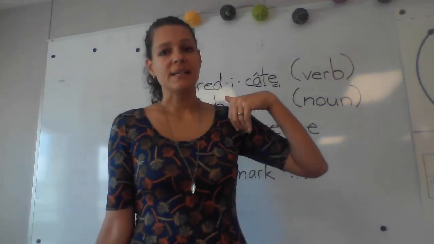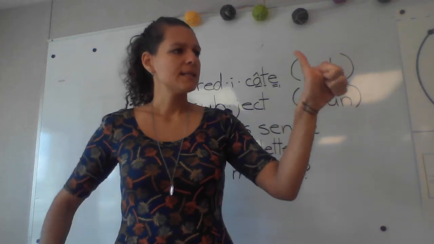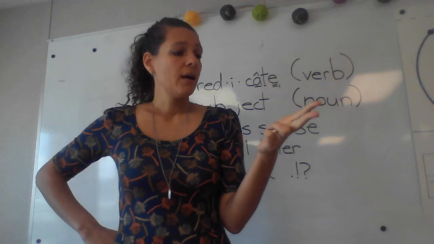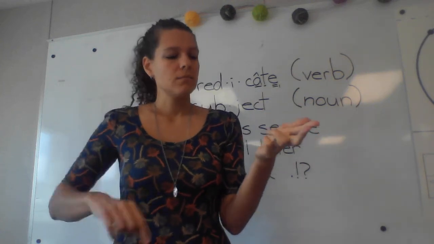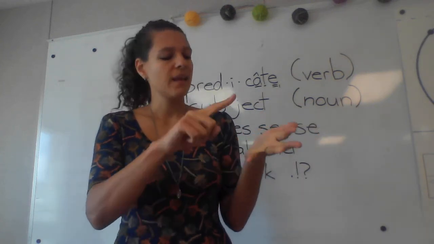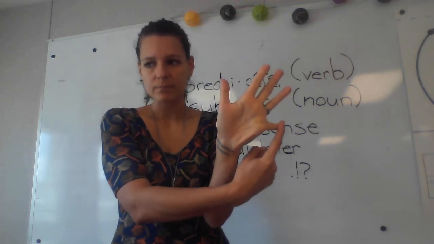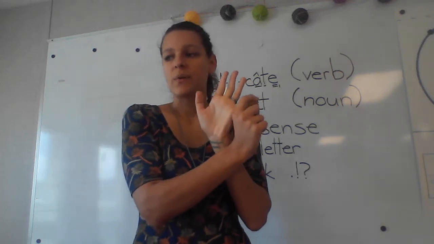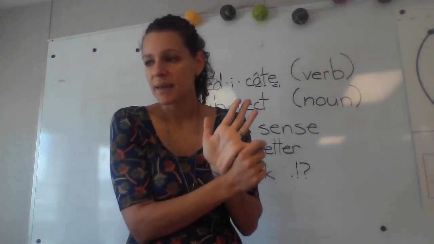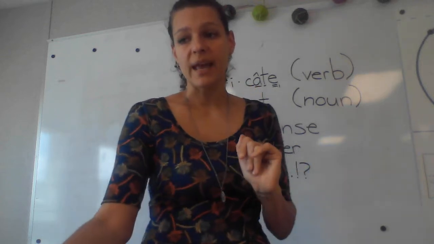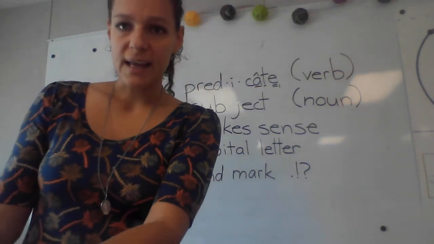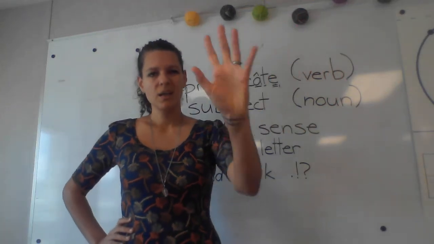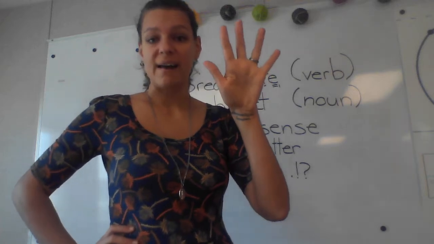So anytime I've written a sentence, I'm going to say, does it have a predicate? Does it have a subject? Does it make sense? Does it start with a capital letter? And does it end with an end mark? All right, so we're going to practice that. I am going to give you a sentence to write. It is not a long sentence. It's not complicated. After you write it, I need you to put your pencil down and use your hand and check and make sure you have all 5 things.